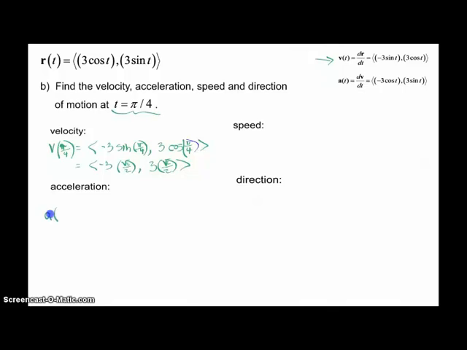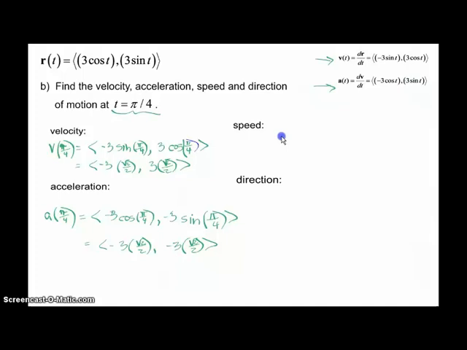Our acceleration vector at pi over 4, here's our acceleration vector we found on the last slide, would be -3 cosine of pi over 4, comma, -3 sine of pi over 4. I believe that first one is supposed to be -3. So this would be -3 times √2 over 2, comma, -3 times √2 over 2.